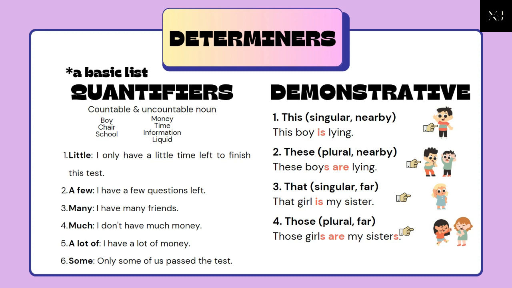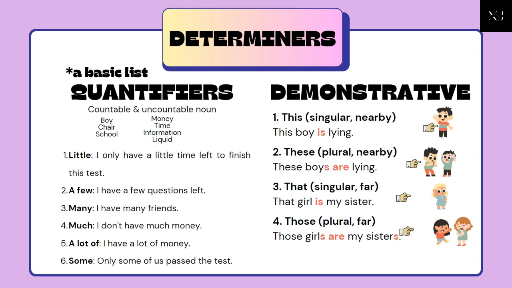Alright, so moving on to demonstratives, we have four things under demonstrative: this, these, that, and those. For both "this" and "these," you use it for the same thing, which is something being nearby, something being near you. However, the difference is that one is singular, one is plural. One is one thing, another one is more than one thing. This boy is lying. These boys are lying.